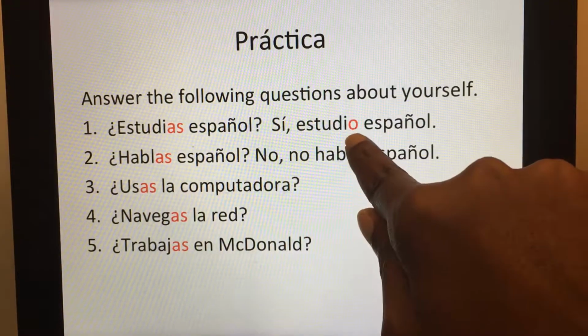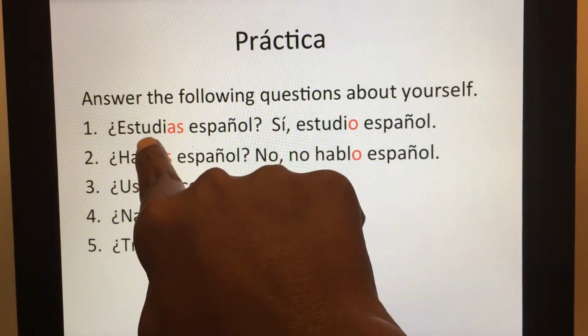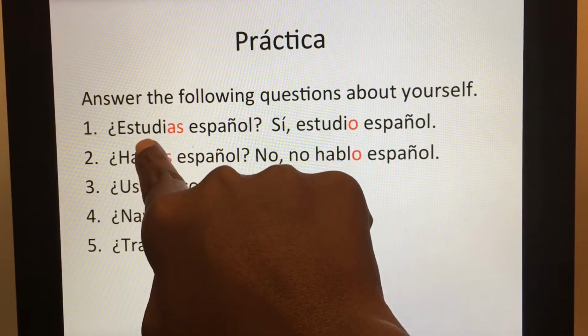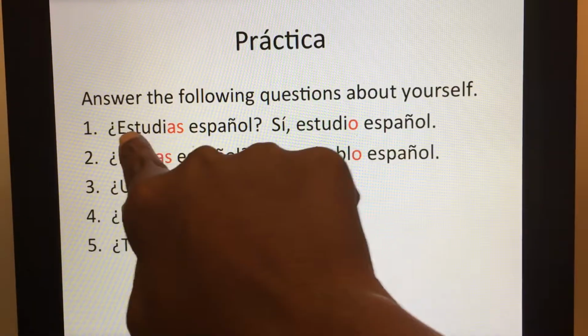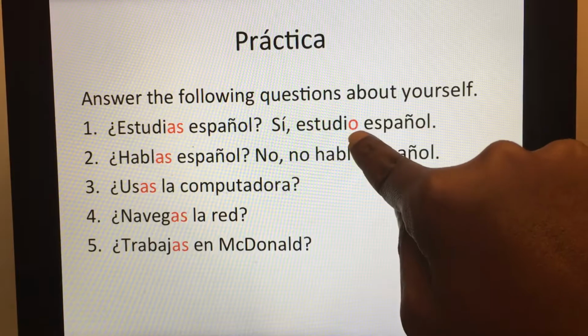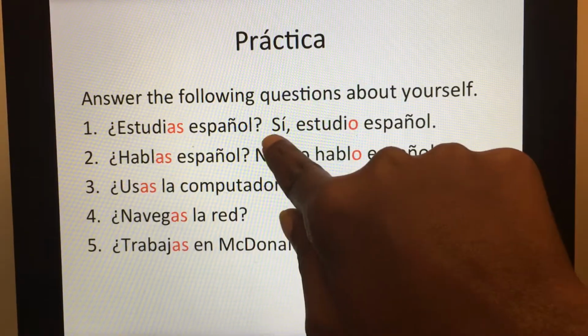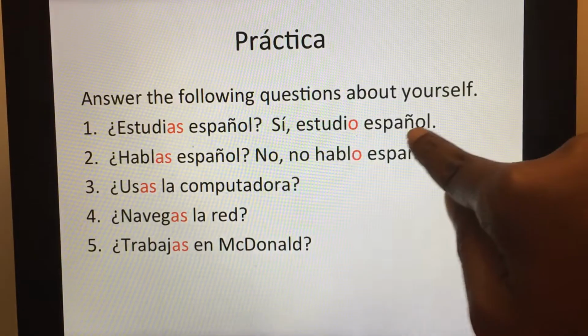I am talking about myself, so the verb needs to end in O. So I'm still using the same verb in the question. I'm still using the same stem, as you can see, but I'm changing the ending because I'm talking about myself. When you talk about yourself, the verb ends in O. Sí, estudio español.